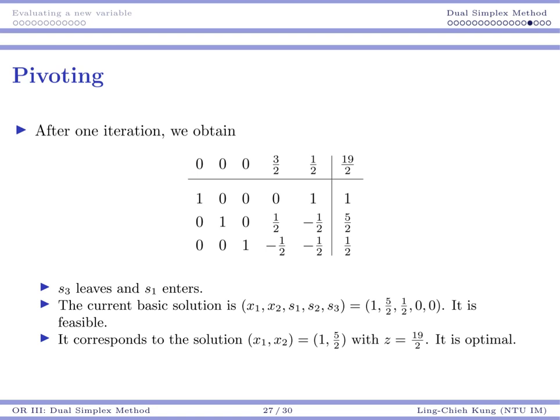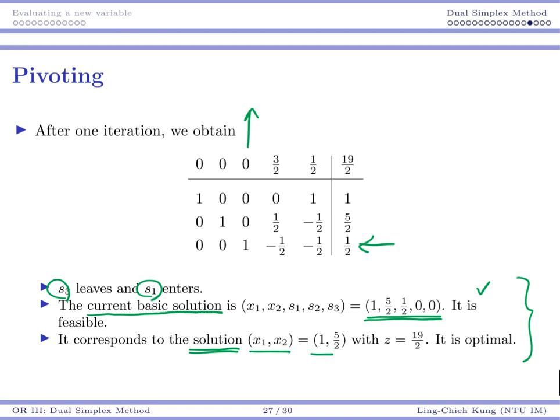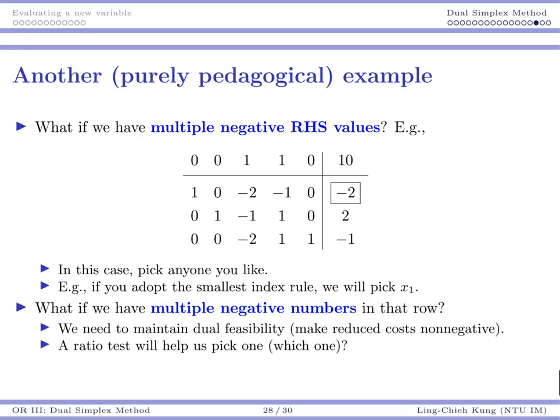So all of this has been explained here. S3 leaves the basis and S1 enters the basis, okay, according to our calculation. The new basic solution becomes this one. This is a feasible one now. It corresponds to the practical new solution 1 and 5/2. So we fix our production quantity and then get a new optimal solution. This z value, 19/2, is less than 10, okay? And it makes sense because a new constraint restricts us, so we cannot do as well as the previous one. So now we need to answer another question.